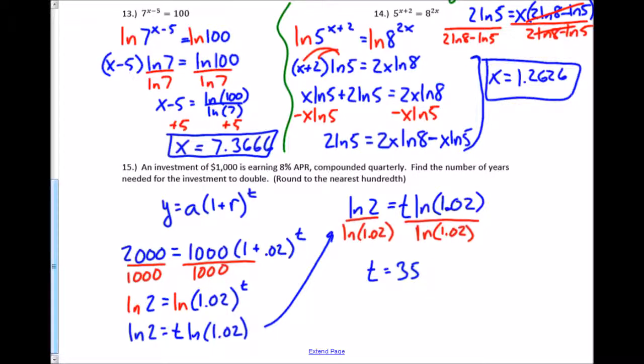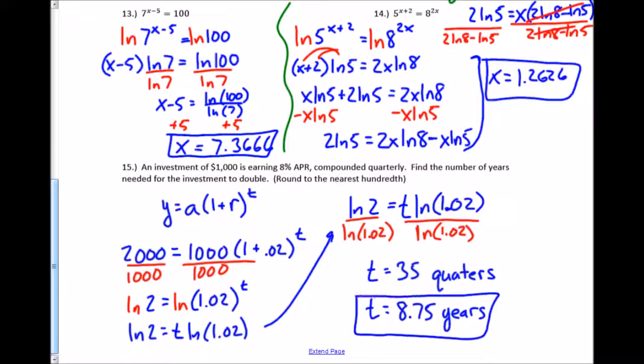But that's 35 quarters, which is a unit of time that doesn't make much sense to us. So I'm going to divide that by 4 to find out the number of years. And the number of years is 8.75. And that's a unit we're familiar with. So that's the unit I'm going to keep it in. Okay?